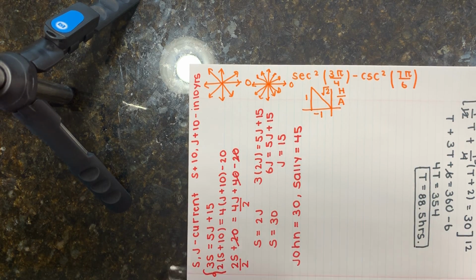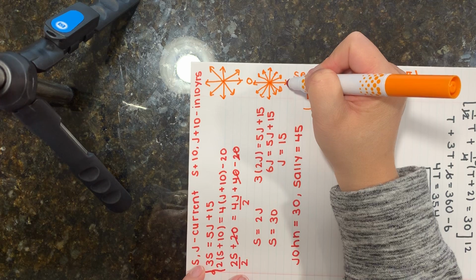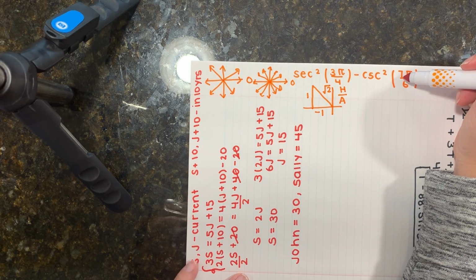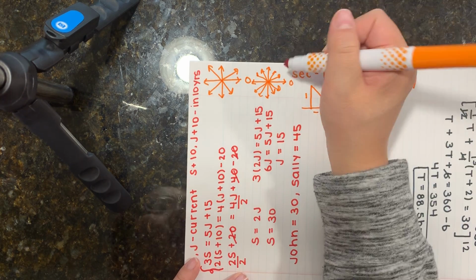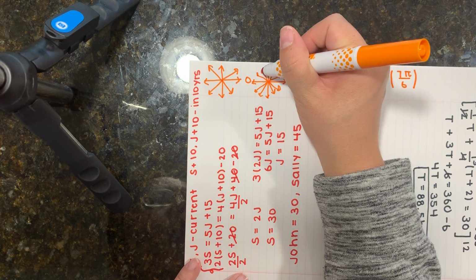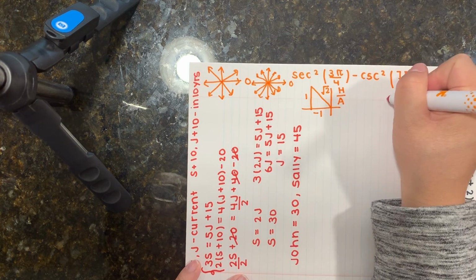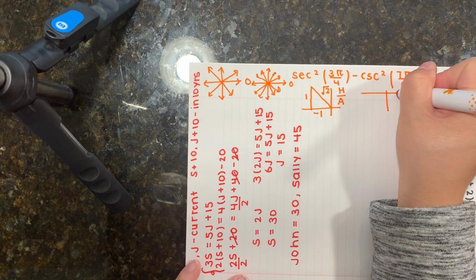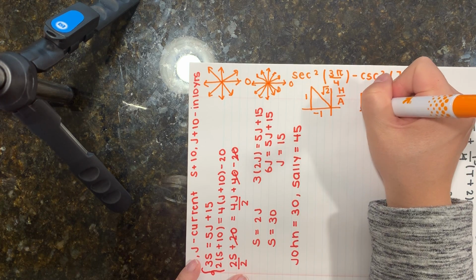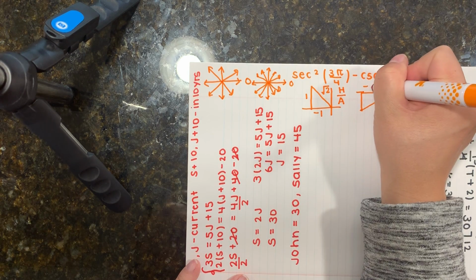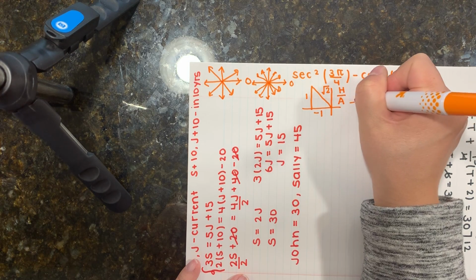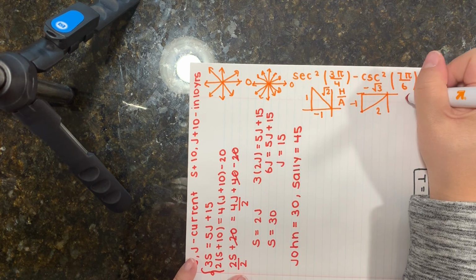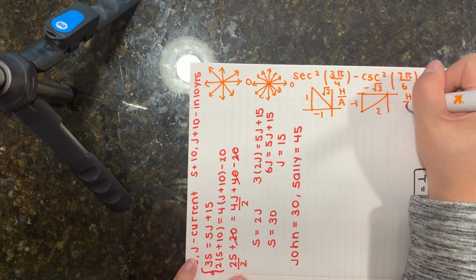Now going to cosecant squared of 7 pi over 6. Starting at 0, you're going to start counting in quadrant 1 because this is a positive 7. So 1, 2, 3, 4, 5, 6, and 7 puts me in quadrant 3. And 180 divided by 6 is 30, so it's a 30-degree triangle, negative root 3, negative 1, and 2. And cosecant is the inverse of sine.